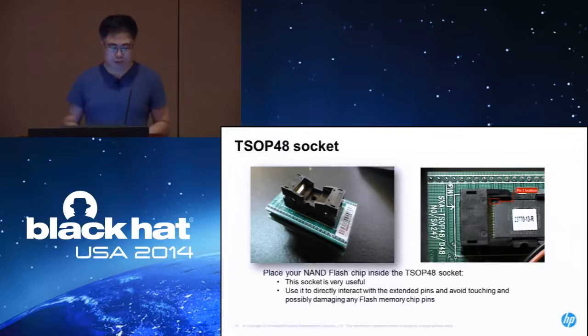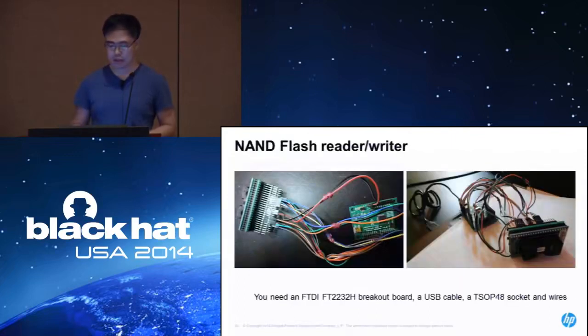The other equipment we need is a TSOP48 socket, and you can just mount the socket here. This is really convenient instead of soldering the flash memory to a breakout board. And this is the final product you get using this method. This socket is around $20 if you order it from China, and this breakout board around $25. So for under $50 you have a really nice NAND flash reader and writer.